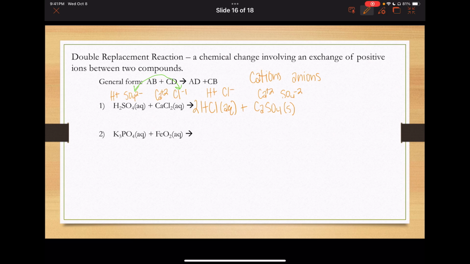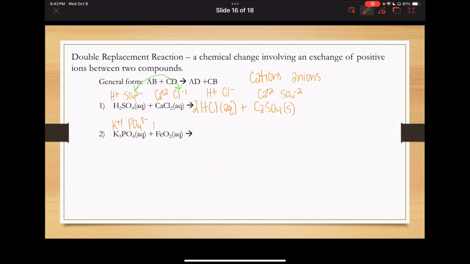It might help you to write what the ion is above your formulas, just so that it helps you when you're writing the products. So potassium is a metal, and it adopts a positive charge, group 1. So it is K plus 1. PO4 I know is phosphate, so that's PO4 3 minus.